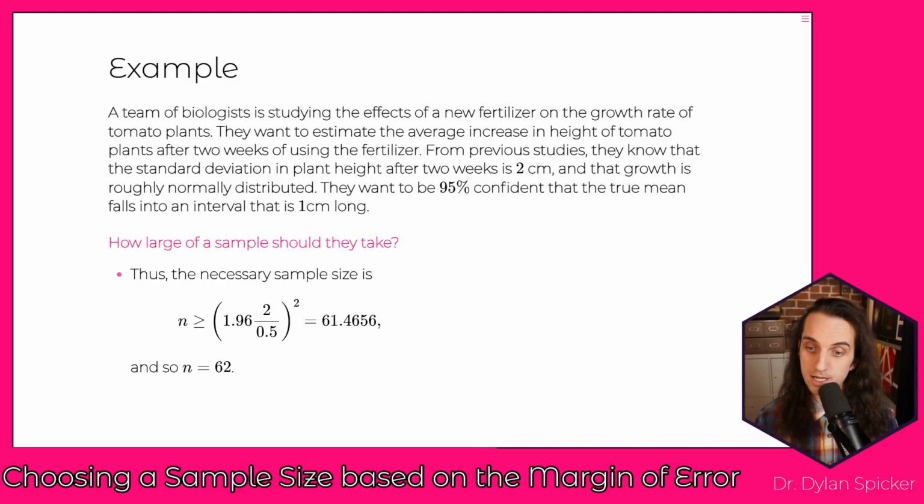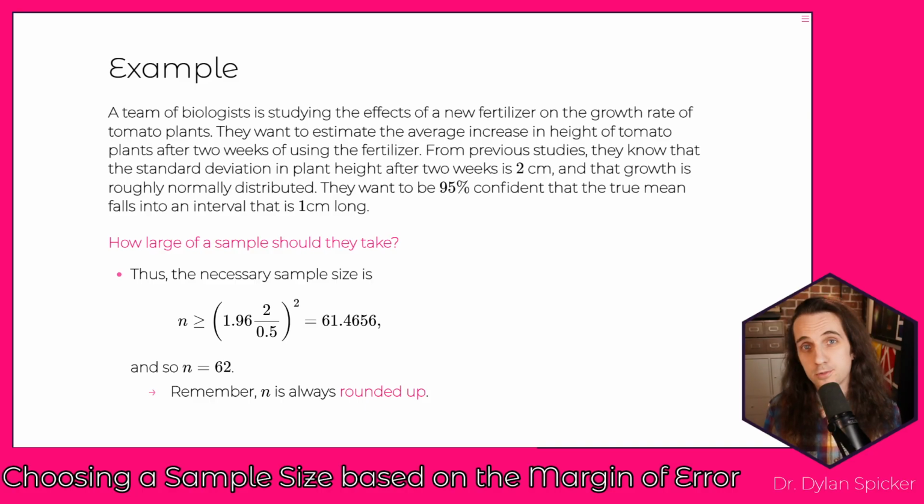If we take that given information, then the necessary sample size is given by the critical value 1.96 times 2 over 0.5, all squared. That gives us 61.4656. So what we're saying is that we need a sample size of at least 62. We need 62 people in this study at least, or 62 tomato plants. If there are at least 62 tomato plants, then we can guarantee that the margin of error is going to be less than or equal to 1/2. An important reminder: we should always round up the sample size, because we can't survey 61.5 tomato plants, so instead we have to take 62.